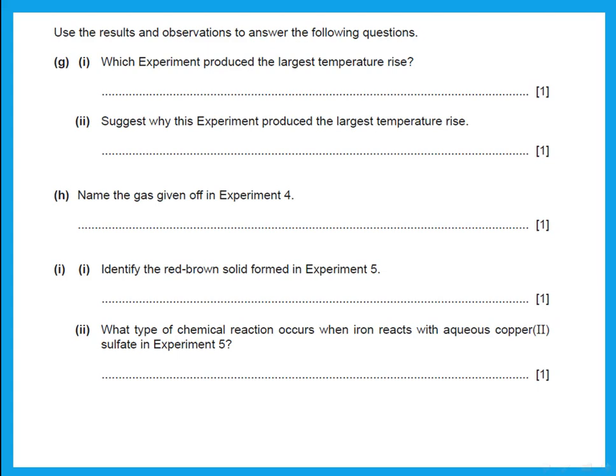Okay, use the results and observations to answer the following question. Which experiment produced the largest temperature rise? So you find that one of them produced 50 degrees temperature rise, so that was experiment 3. Now when he says suggest why this experiment produced the largest temperature rise, what we will do is go back to the experiment and see what it was using. We will find that it was using magnesium instead of zinc and iron. So if it gave the largest temperature rise, then the magnesium is more reactive than zinc and iron. That is why it gave a higher temperature rise.